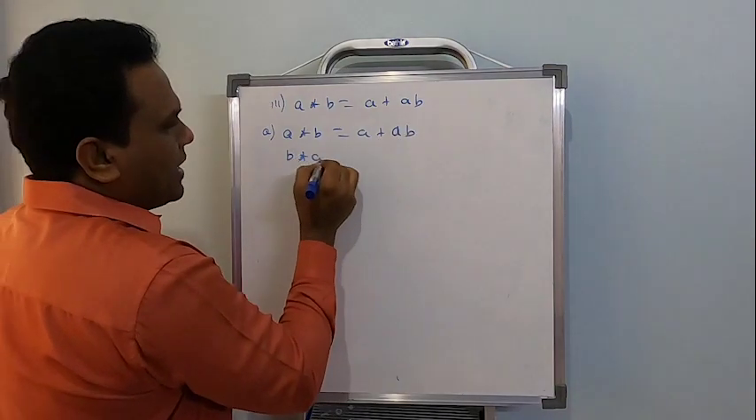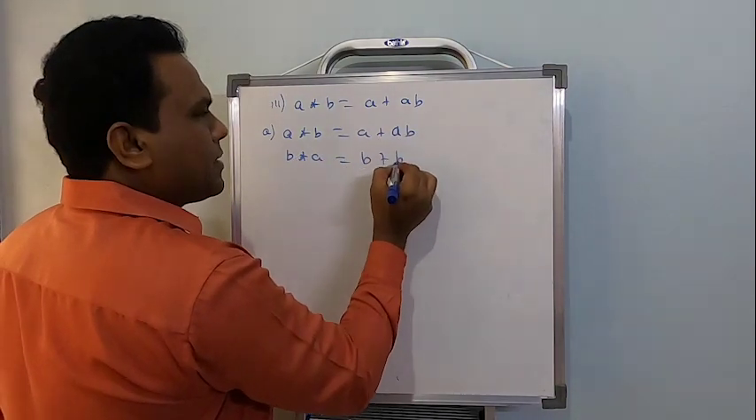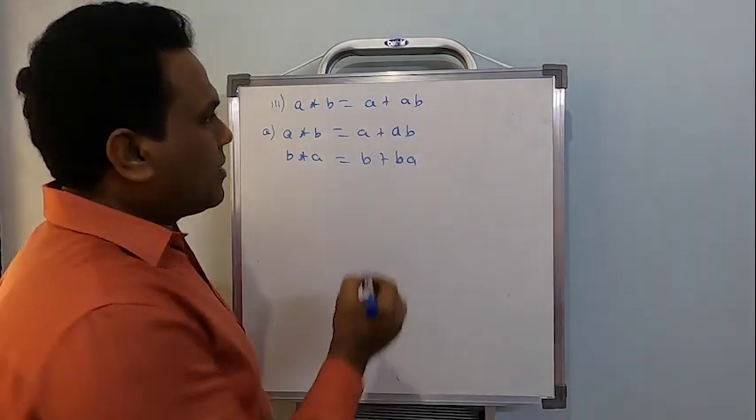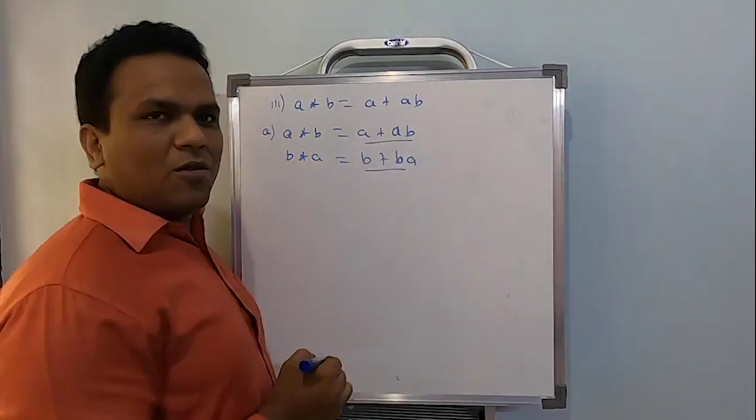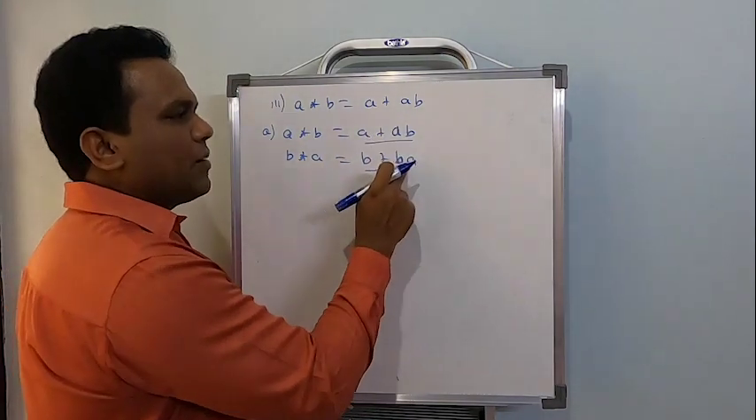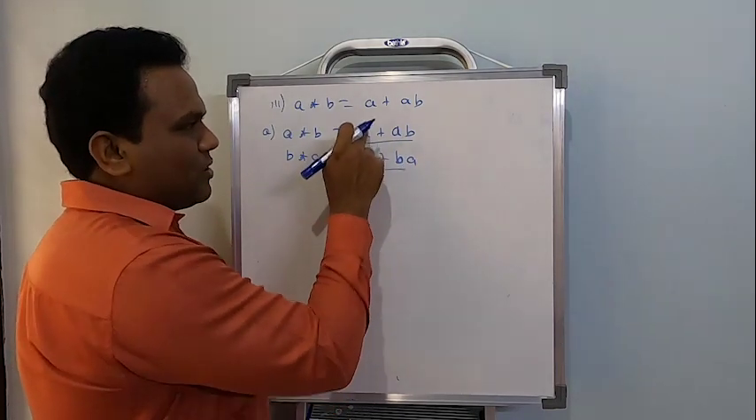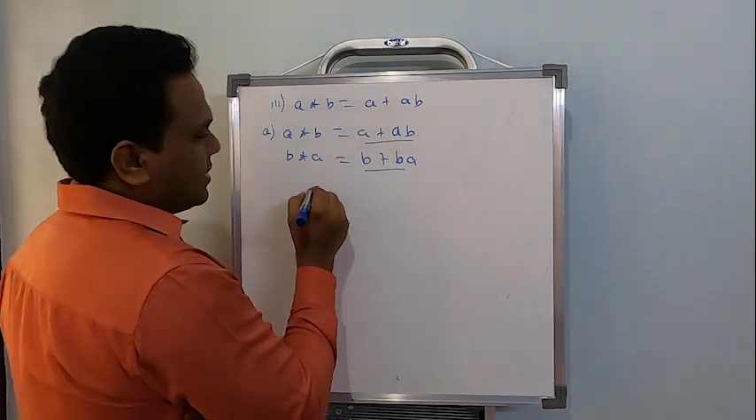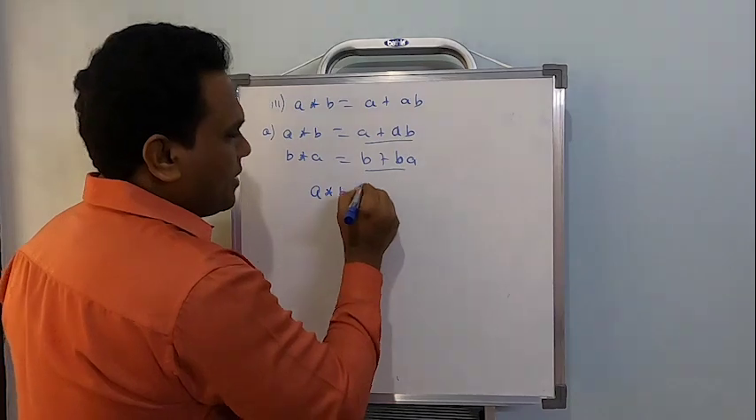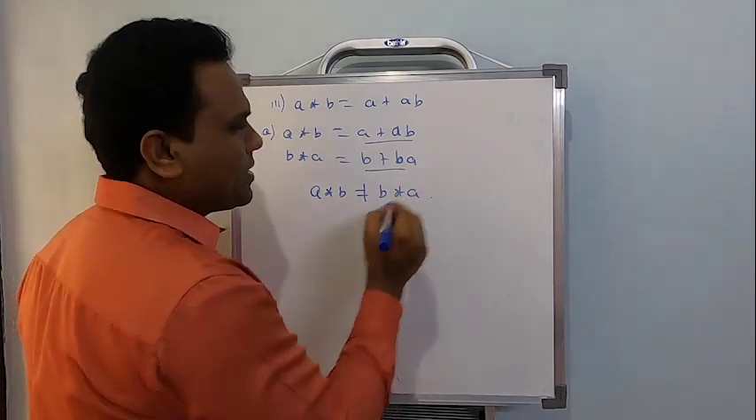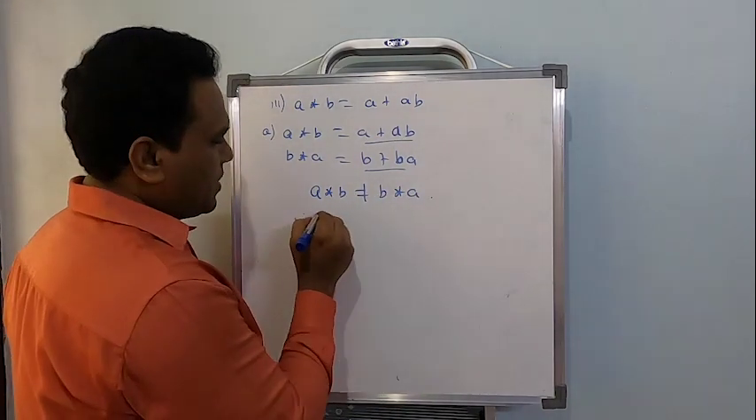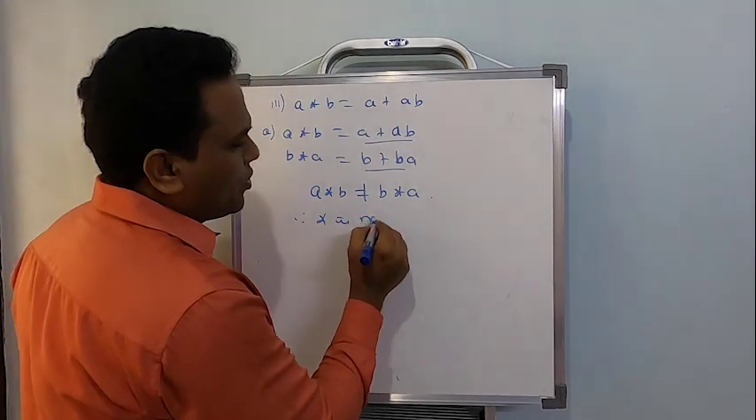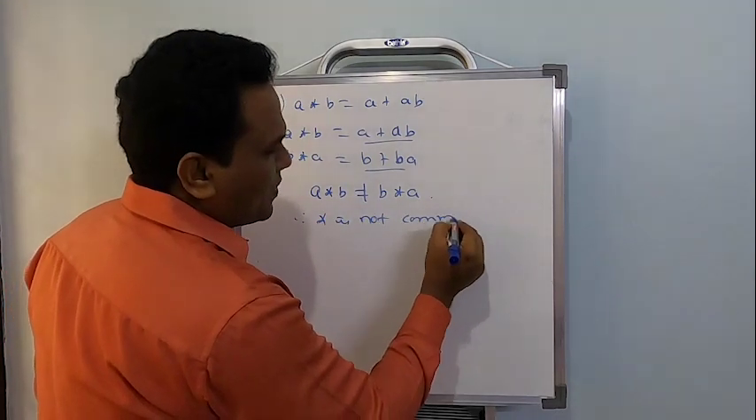What will B star A be? B plus BA, correct? Can I say these two quantities are equal now? No, certainly not. BA is fine, but these two are different elements, right? So certainly A star B is not equal to B star A. Therefore, star is not commutative.